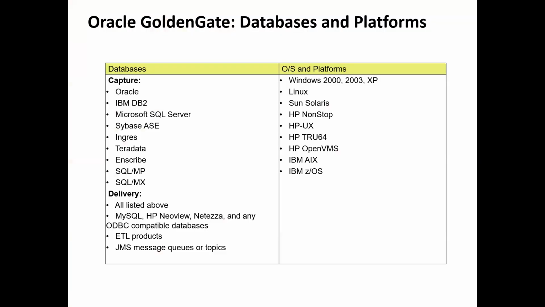Okay. So Goldengate supports capture and replication to multiple databases and different OS platforms. How can you check which platforms and databases it supports? You can check it from the certification matrix. These are a few which are listed, but it doesn't mean it is limited to this. There are much more than that. Goldengate supports different databases like Oracle, SQL Server, MySQL, Teradata, Ingres, Enscribe database.